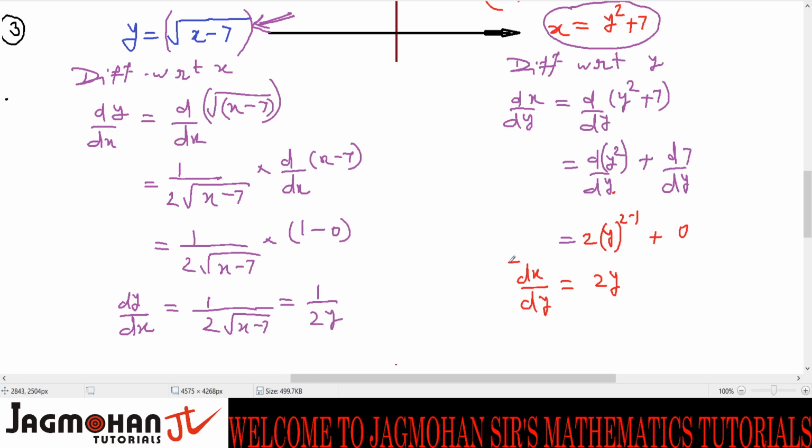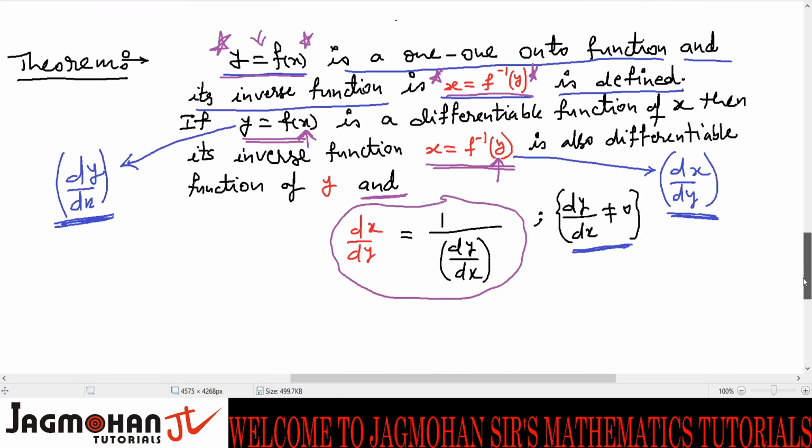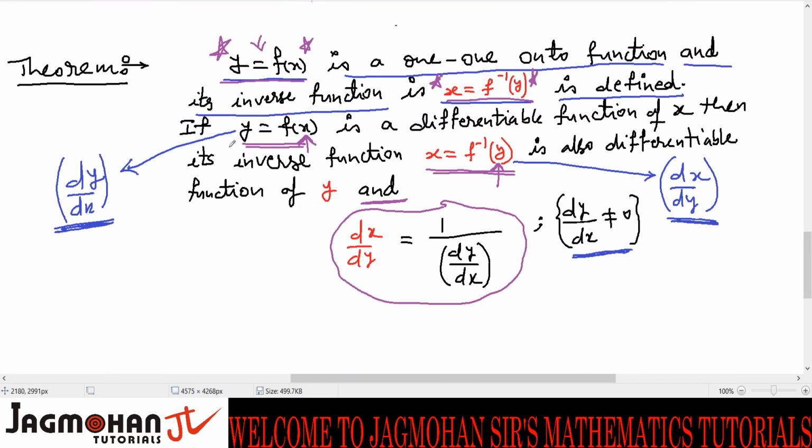So what you notice? You notice that dx by dy is 2y and dy by dx is 1 upon 2y. So once again you notice that they are reciprocal of each other. So here the statement which we wrote, the theory which we wrote, holds true. What is it? The theory is dx by dy is 1 upon dy by dx. You can even write dy by dx as 1 upon dx by dy. We will continue with this and solve few problems. Thank you.